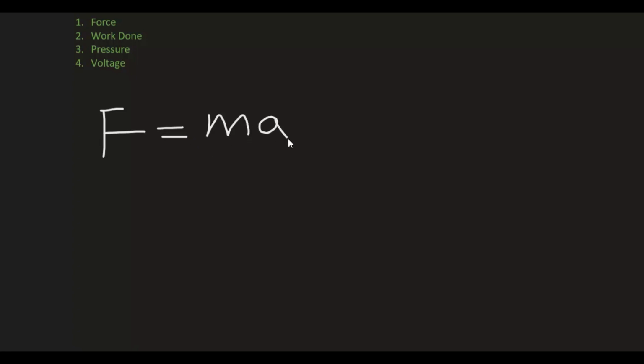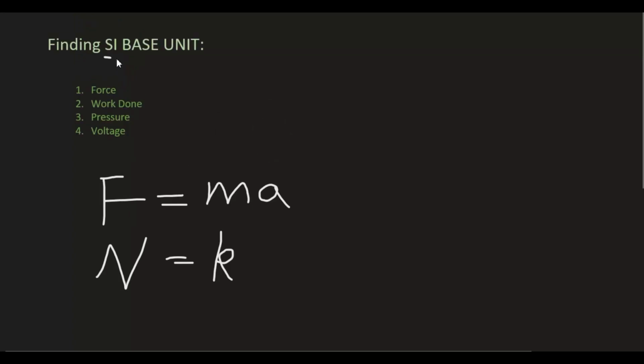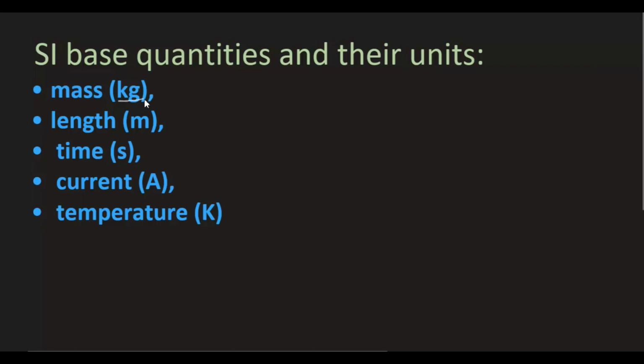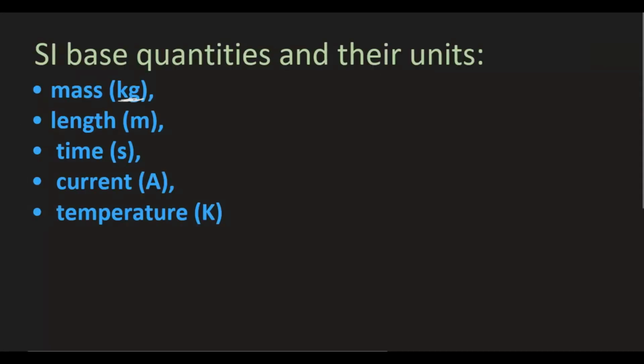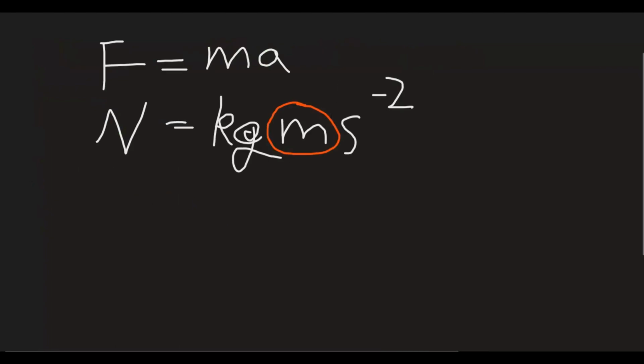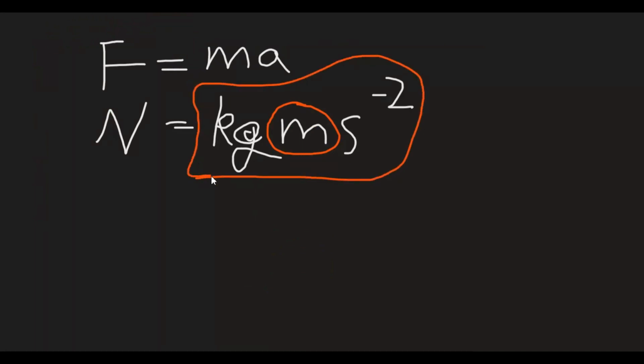I can write force equals mass into acceleration, right? The unit of force is Newton and the unit of mass is kg. We know that we have to write it in SI base units, and kg is an SI base unit. So we write kg, and for acceleration we write meter second inverse square. You see here we have meter, which is also an SI base unit as mentioned here, and we have second, which is also an SI base unit. So basically, if we are asked to find the SI base unit of force, it is kg meter s inverse 2. As simple as that.